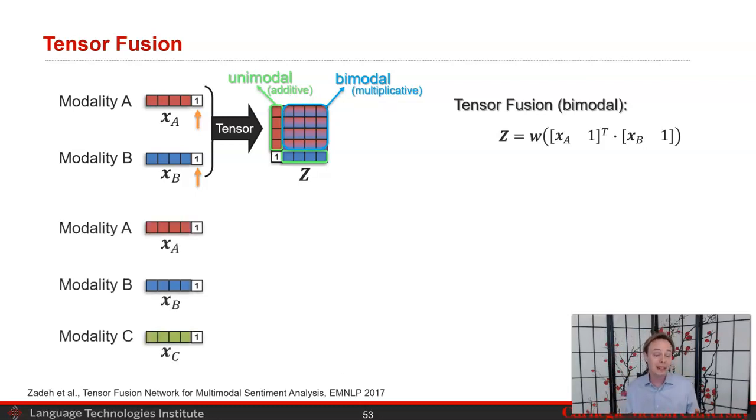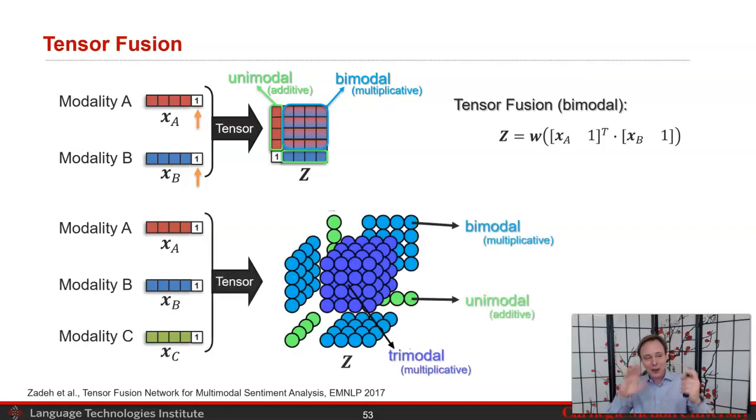In fact, you can do this with three modalities as well. The figure gets a little bit more exciting, but the tensor, and that's where tensor fusion gets its name, is that it creates a tensor, this large 3D matrix in this case, which has the unimodal, the bimodal multiplicative, and the trimodal multiplicative. But the weight of that matrix can get a little bit hairy, because you can imagine this is just the interaction terms, and then there will be a weight matrix times this, and that can be quite large.